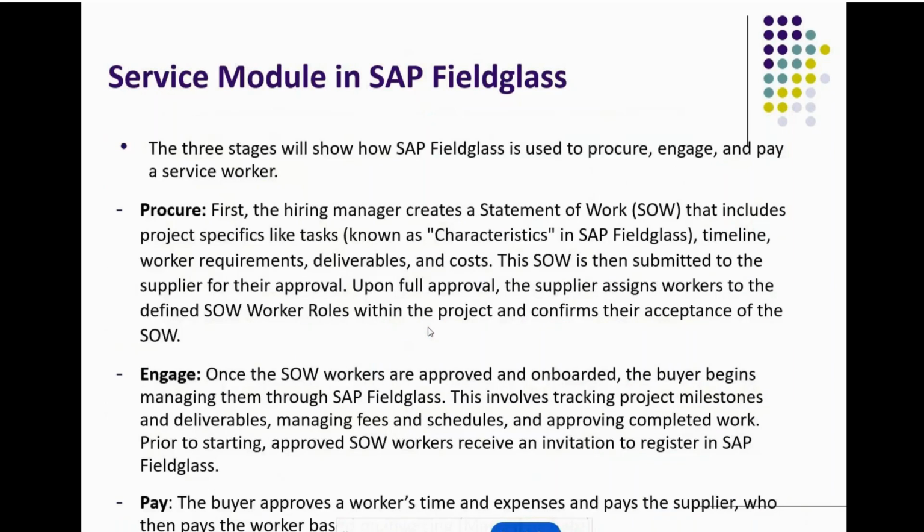Yeah, this is just the text, or we'll say a brief description. Any other doubt anyone has in this flow diagram or these three parts: procure, engage, and pay? I think this is nothing but just a brief explanation of procure, engage, and pay, what we saw in that diagram.